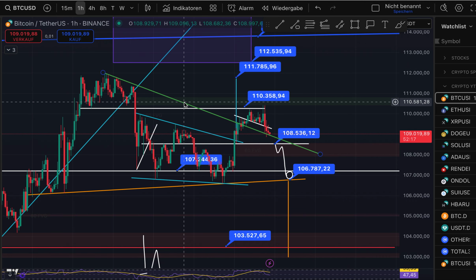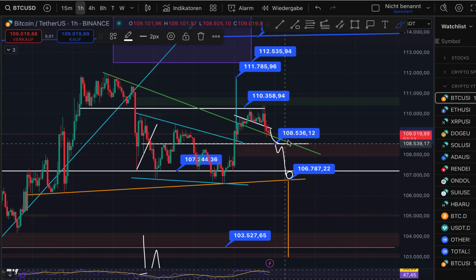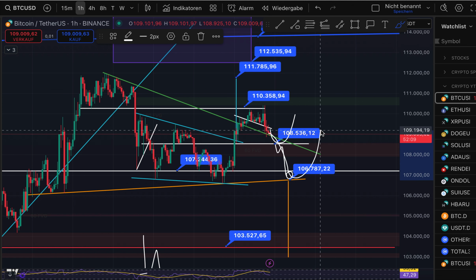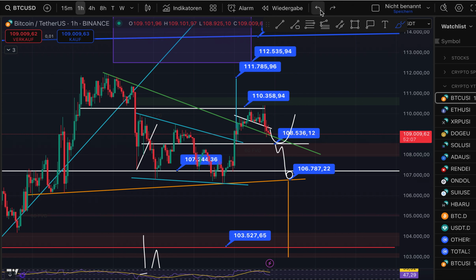So I would look for Bitcoin. I can still imagine that if we don't bounce here, then we should bounce there. This is possible. I don't trade what I think. That's what I also want to say. I trade what I see.